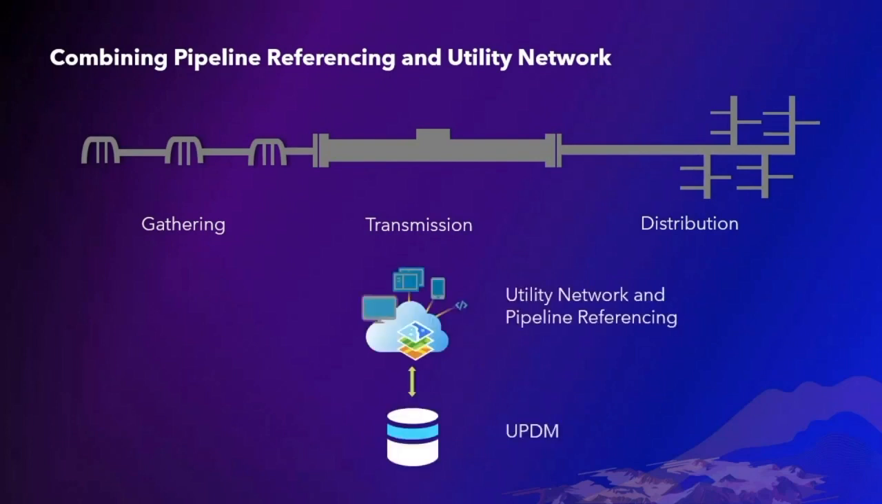With the work that we've done to integrate pipeline referencing with the utility network, users can now store all of their data for their entire pipe system in a single geodatabase and utilize both the linear referencing capabilities of pipeline referencing and the connectivity modeling capabilities of the utility network on this single data set.